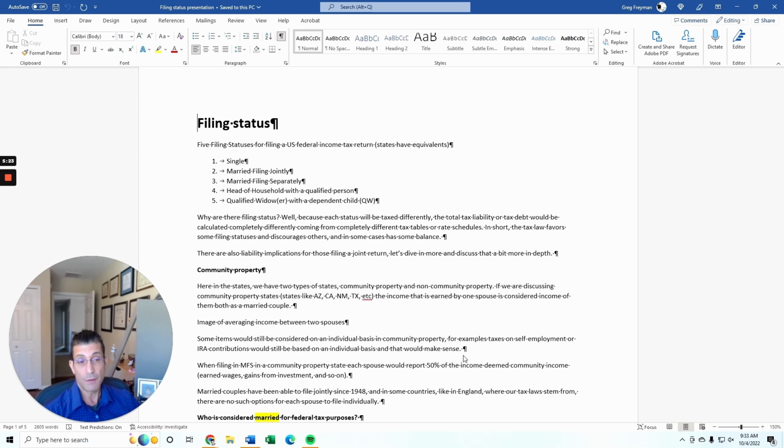In community property states, everything that the spouses are earning together is basically split on a 50-50 basis. Some things are still kept individual. For example, if one spouse is self-employed, they'll pay self-employment taxes and have IRA contributions and things of that nature on an individualized basis. But other than that, you're averaging the income between the two. So if one spouse makes $60K and the other makes $10K, in actuality it's $70K combined. And if they were to file married filing separately, each one would report $35K.